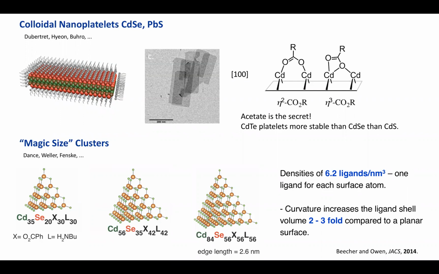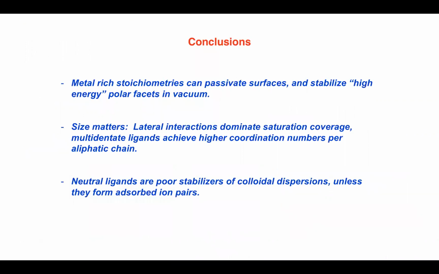The other thing is you'll find cadmium telluride platelets are much more easily made in large area. Cadmium selenide is harder, but not too bad. Cadmium sulfide is the hardest. And that's because the lattice constant is shrinking and the steric effects are becoming more and more significant. So if you want to make very stable surfaces, you have to consider steric effects. Okay, so I think that's what I have to say for today.